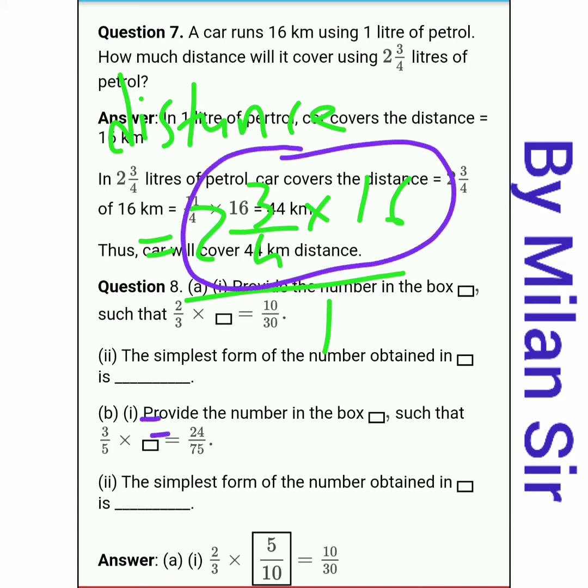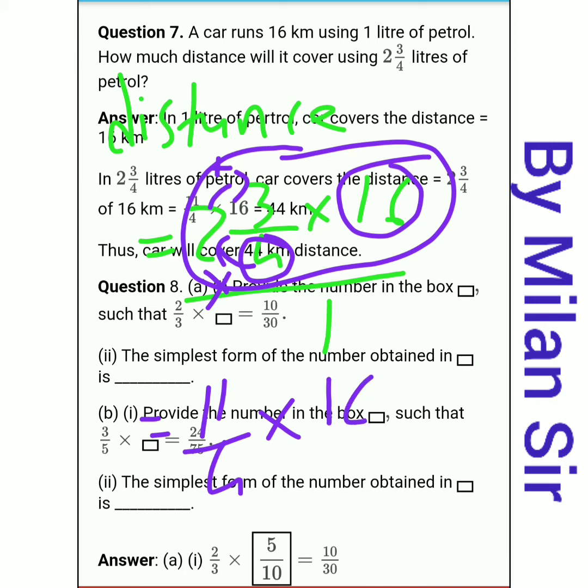Now 2 integer 3 by 4, just convert it into an improper fraction. So here 4 times 2 is 8, plus we need to add the numerator. So 4 times 2 is 8, plus 3 is 11, divided by 4. So 8 plus 3, 11, and denominator 4 as it is. Okay, 11 by 4, then multiply 16. Now nothing is present in denominator, so we can write 1.